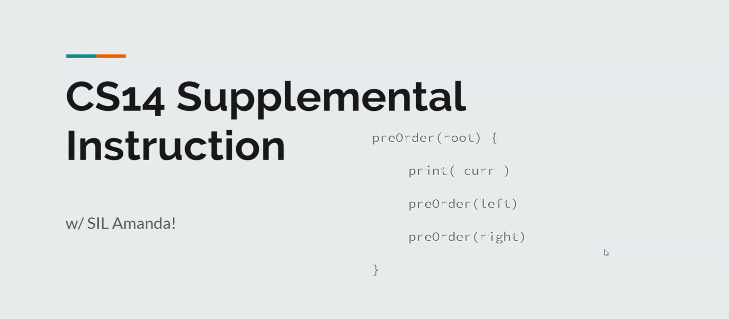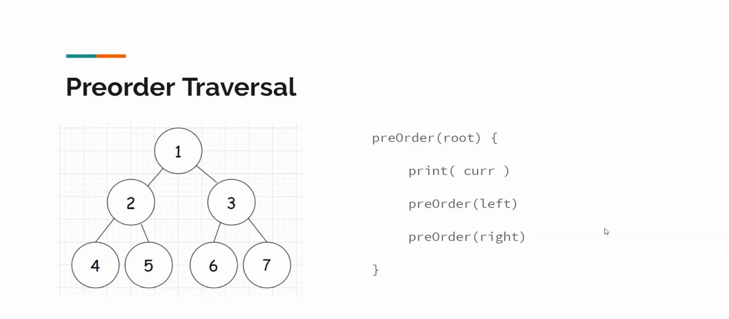So the first traversal we're going to go over is called pre-order traversal. And essentially what we do here is we do whatever we need to do in the current node. In this case, we're going to print the value. Then we move on to traversing to the left child, and then we traverse to the right child. And I'm going to show you what that means in a second.